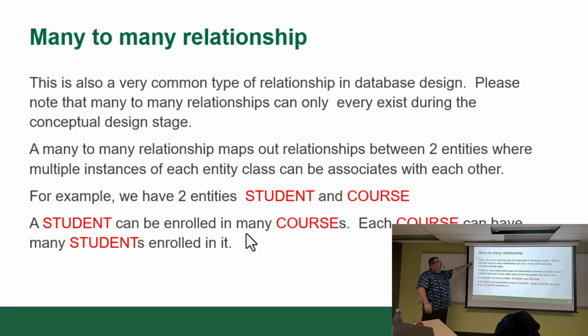So many-to-many relationships are physically impossible in modern database systems because they won't let you do it. There's ways around it, and we'll talk about that in the lecture in week 4, how to get around that. Okay, so that's the end of this lecture.